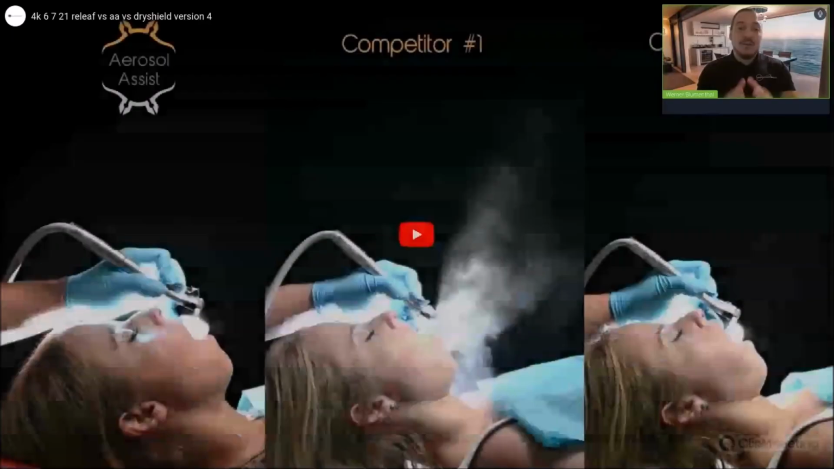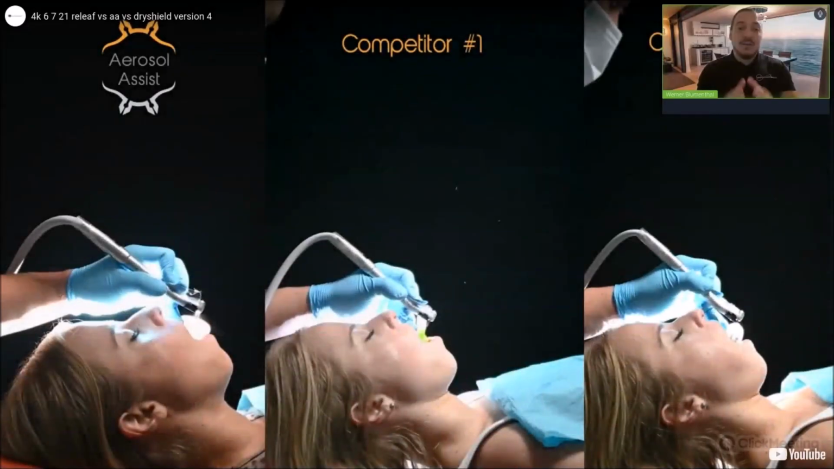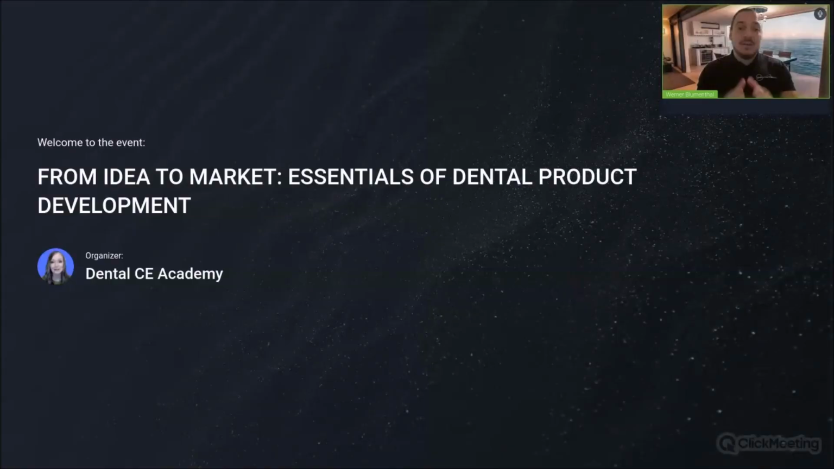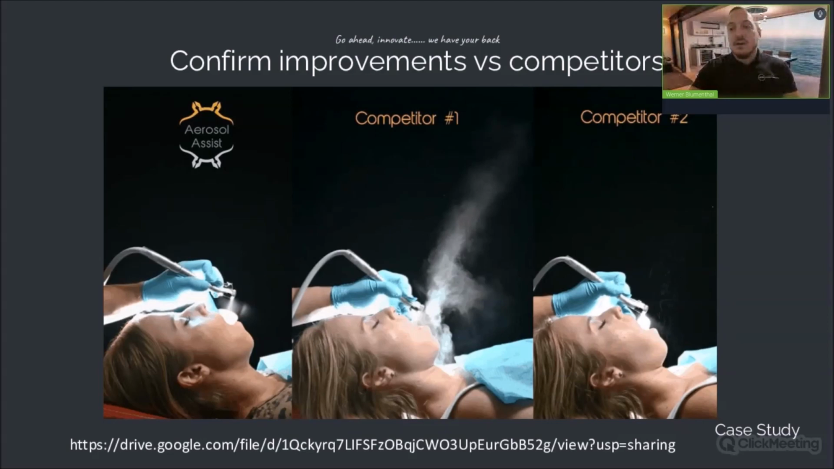The one in the middle, competitor number one, obviously we're doing a lot better than that one. The competitor on the right was another competitor, but at a completely different price point. So though they did a decent job, the level of investment between those two products was drastically different.